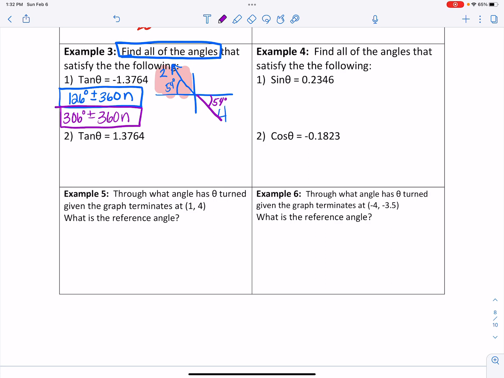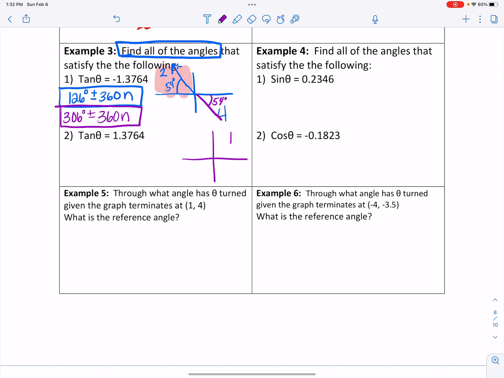Now, if you look at the next example, we already did it's 54. So if I have a positive tangent, I would be in 1 and 3. Well, we already know one of the answers, 54 plus or minus 360n, right? That takes care of the one in quadrant 1. So now I'm going to go 54 degrees into quadrant 3. So I'm going to do 180 plus 54, 234. So I get 234 degrees plus or minus 360n. Yes? Okay.